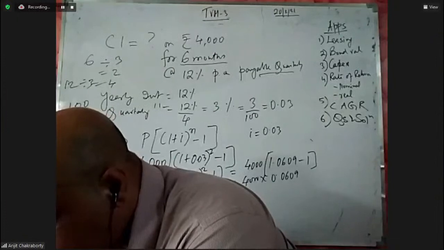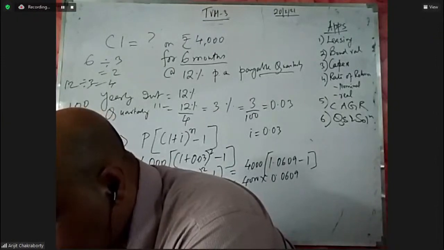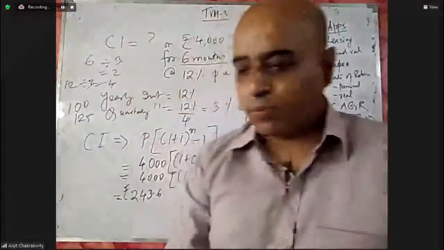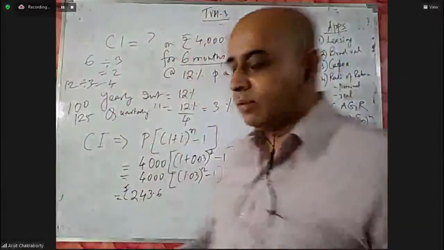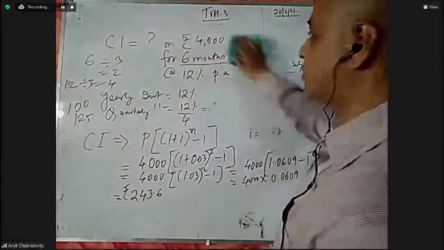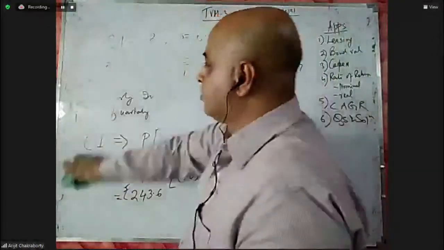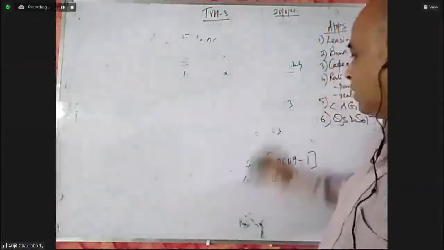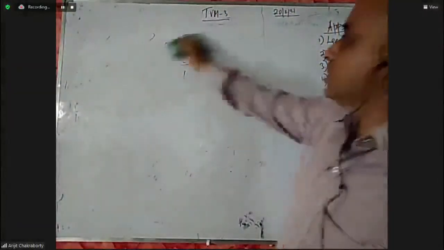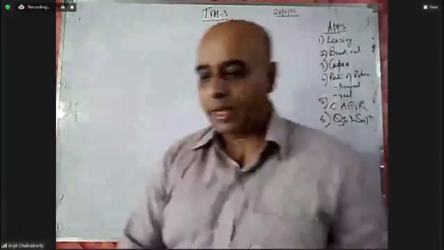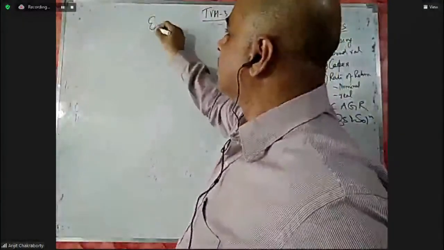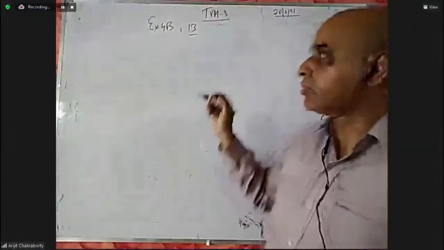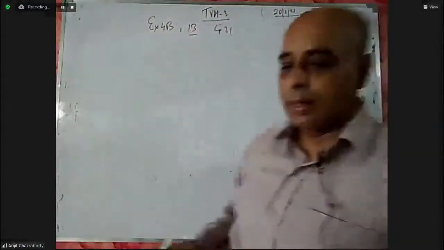Simran asking, paper will be subjective or objective? It will be objective. Yes. Right. Okay. Let's go on to the next one. This is exercise 4B number 13. Many of you might already have written to me regarding solving this problem. So I'm doing it. Page number 4.21. Exercise 4B number 13.